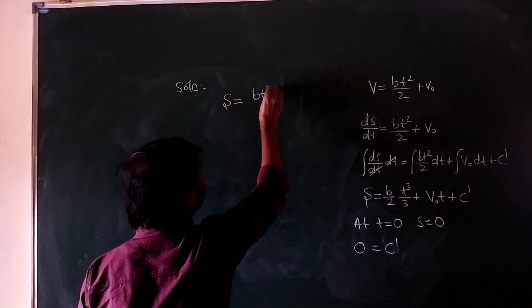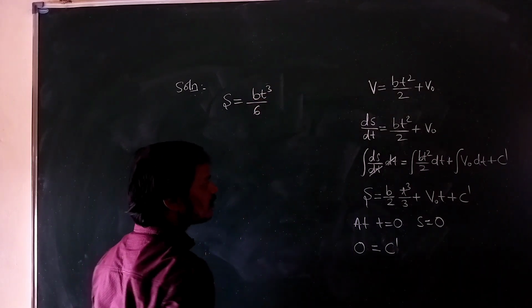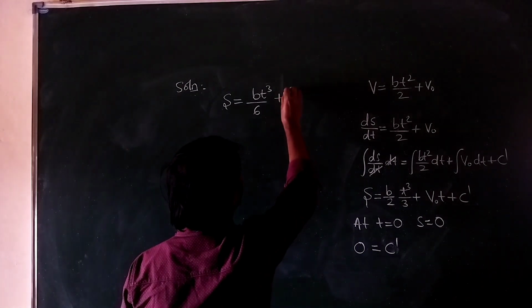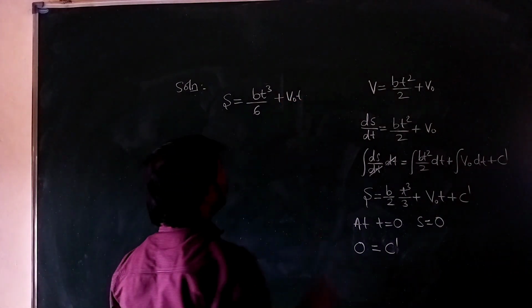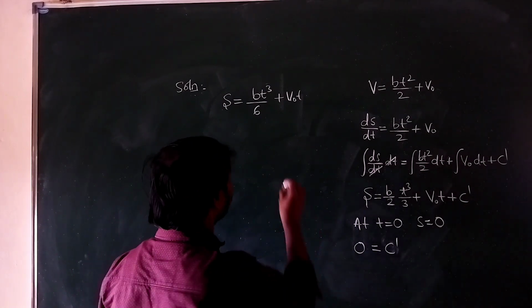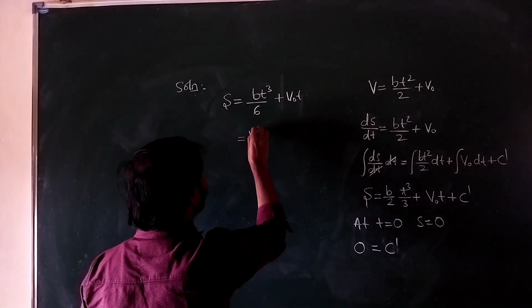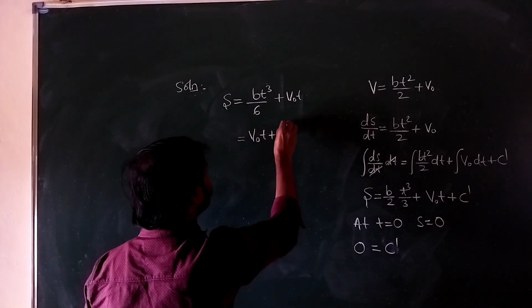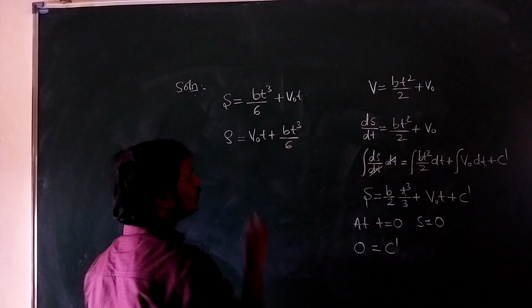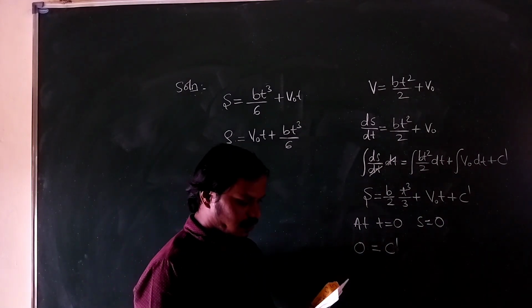Now let us replace c dash by 0, then we will get s is equal to bt cube by 6, because 2 into 3 is 6, plus v naught t. Then the options given. First I will write v naught t plus bt cube by 6. This is the distance traveled by the particle.